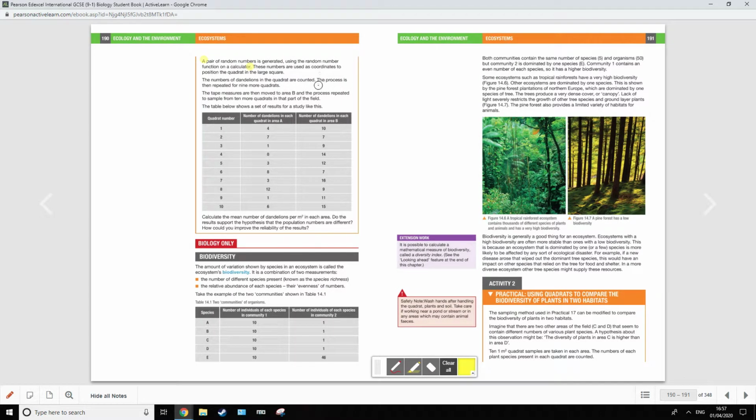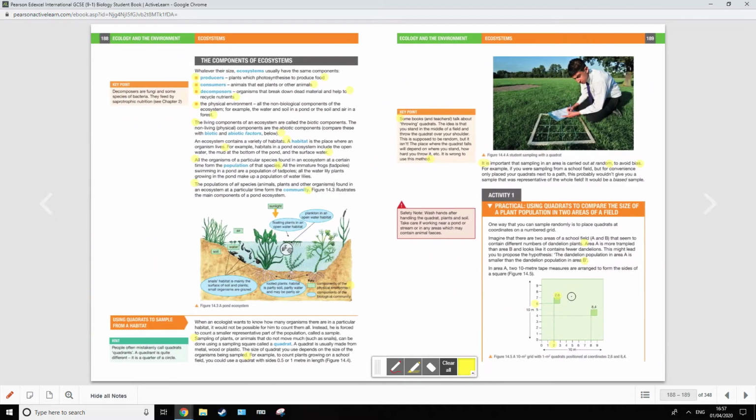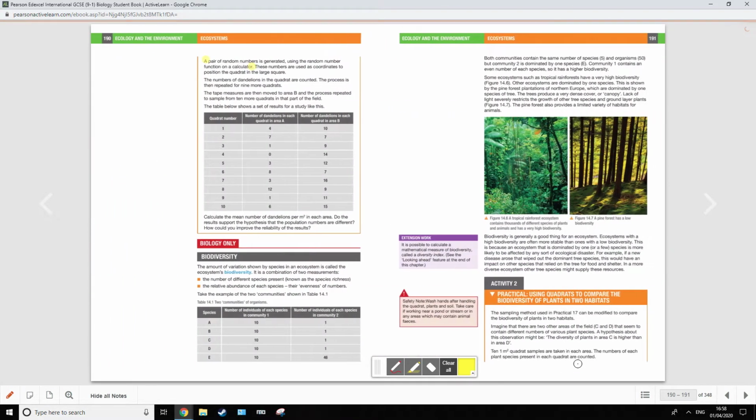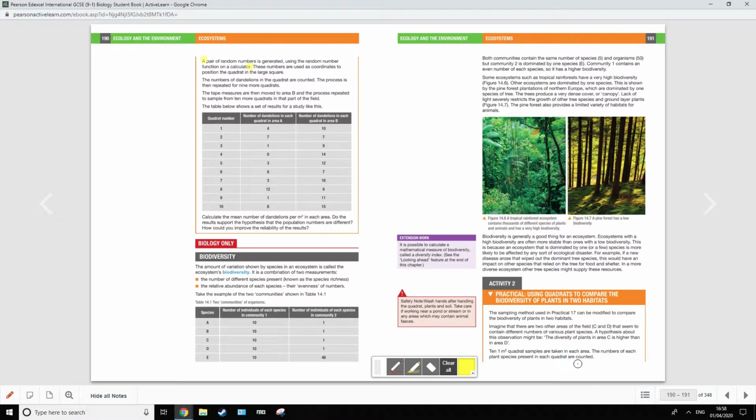These numbers are used as coordinates to position the quadrat in the large square. Like I said, the numbers of dandelions in the quadrat are counted. The process is then repeated for 9 more quadrats. So you generate 9 more numbers. You do small squares like that. Here, maybe here, here, here, whatever. And these numbers are randomly generated. So it is actually random. It's not throwing it away randomly. It doesn't work, like we discussed before. So this is the actual proper random sampling method, we call it.